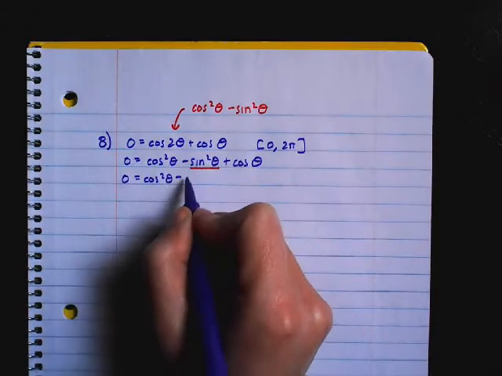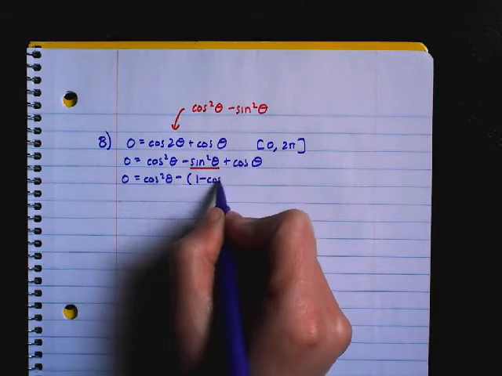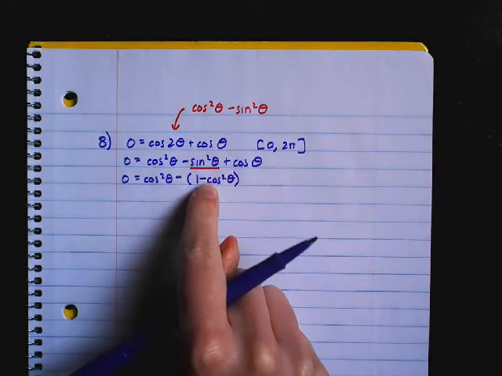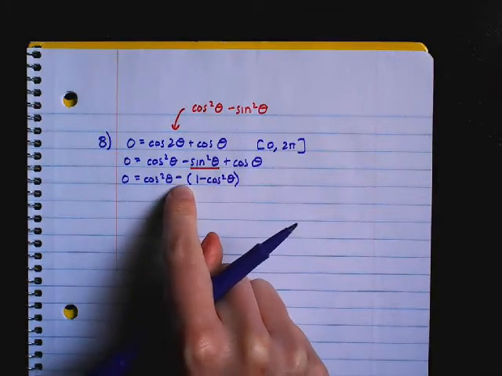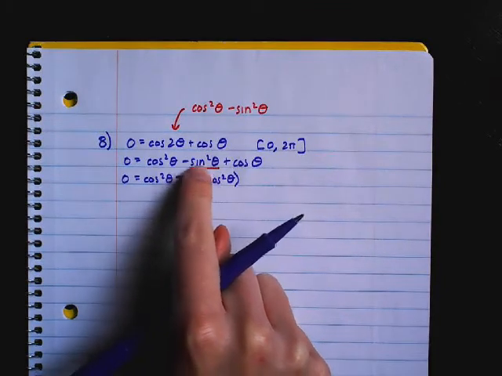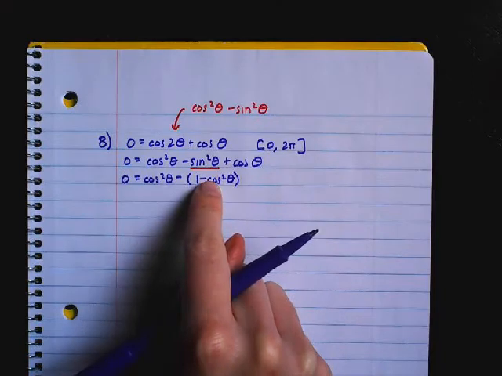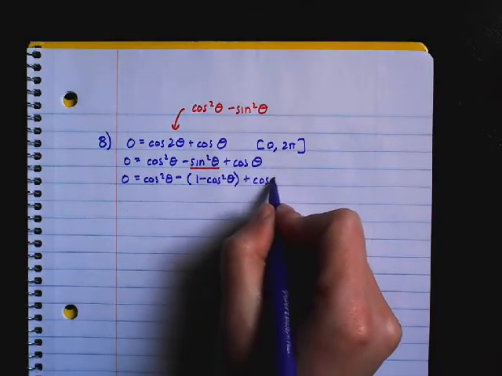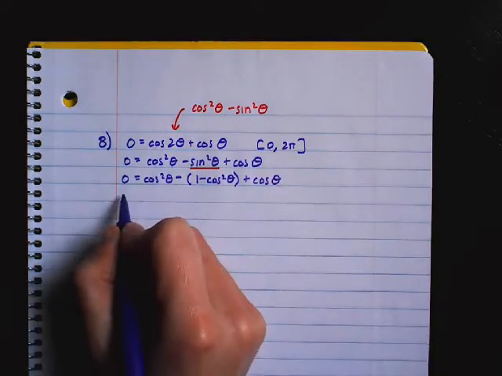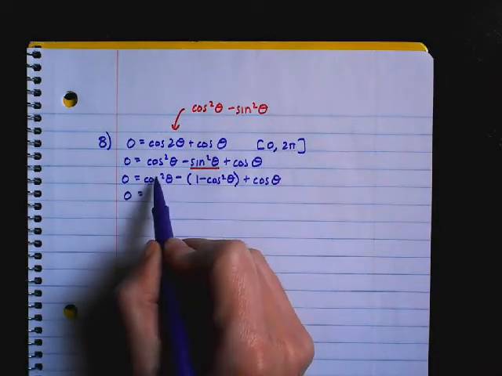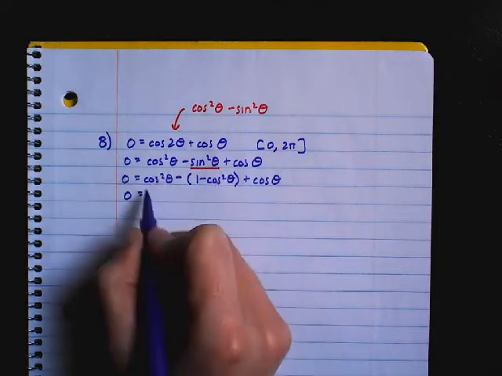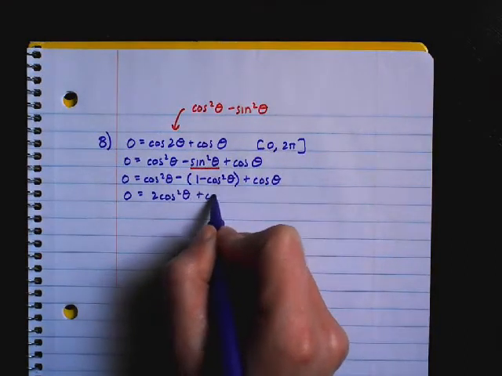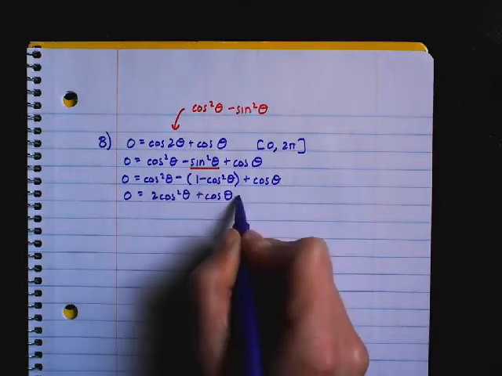So if I want sine squared, that's going to be 1 minus cosine squared. Now do be careful here. When I replace this, I'm replacing this with 1 minus cosine squared, but I need to subtract that whole thing. Just like I'm subtracting sine squared, I need to subtract something that has an equivalent value. That negative is going to need to be distributed. Okay. So if I simplify a little bit, I now have cosine squared minus a negative cosine squared, so 2 cosine squared. I have a plus cosine theta, and then I also have a minus 1.